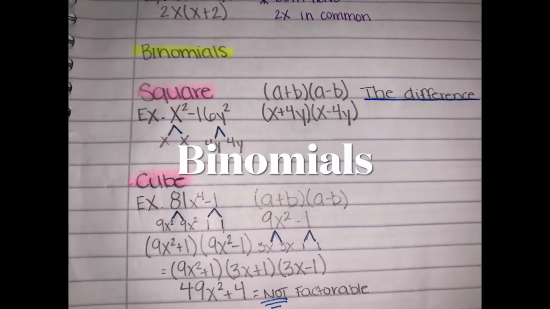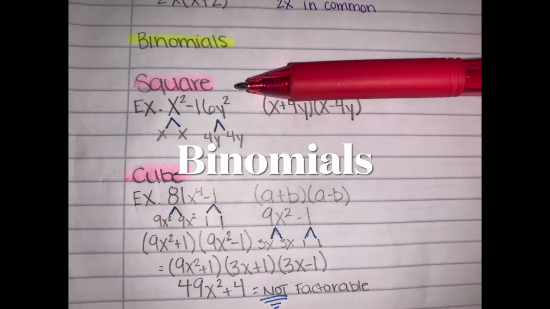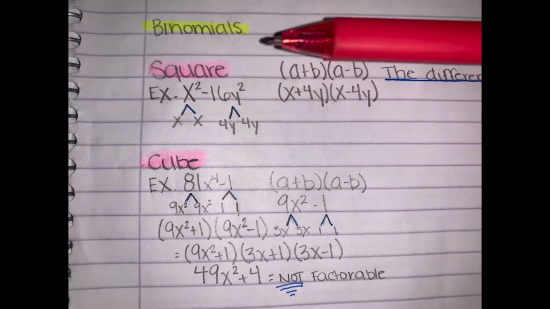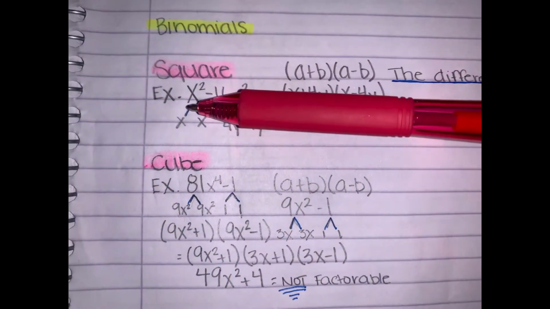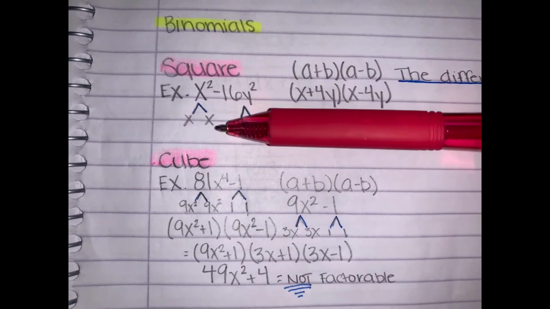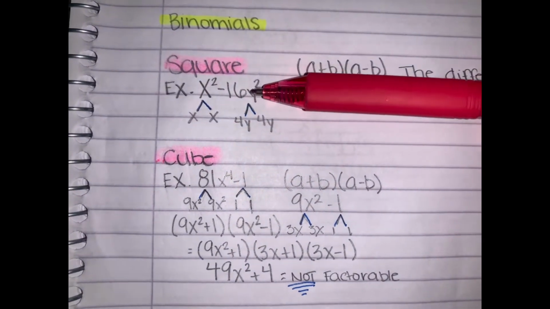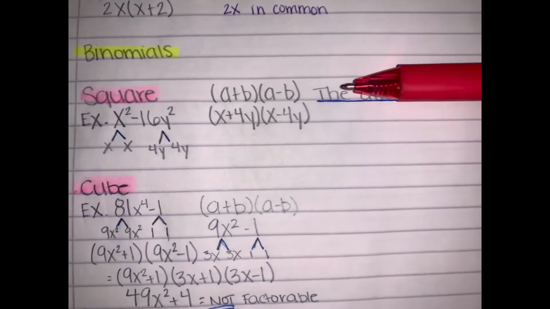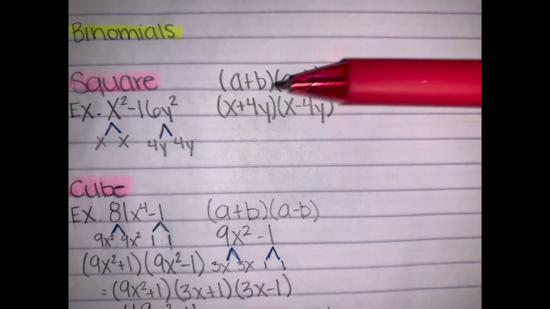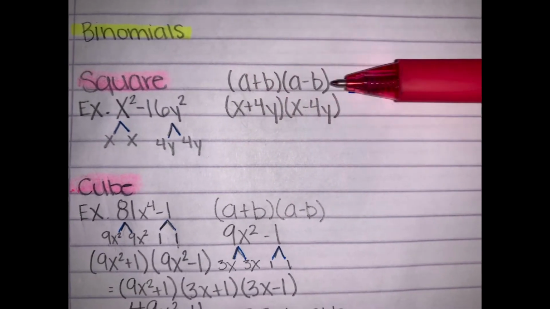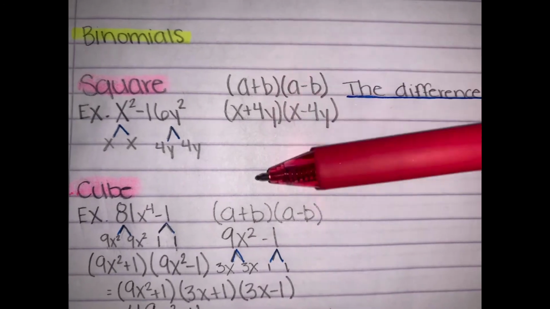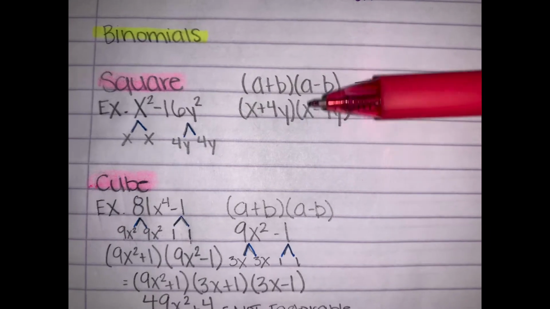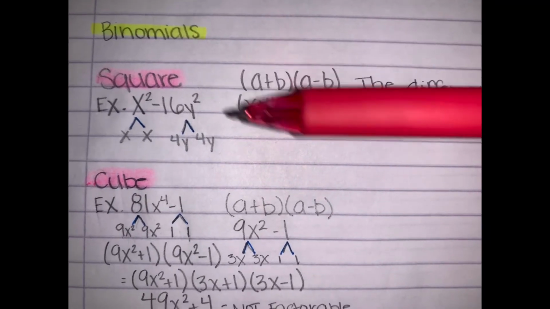For the next section, we have binomials, and for the first example is a square. So my example, I put x squared minus 16y squared. So x squared can break down into x and x, and then 16y squared can break down to 4y and 4y. And so over here, I have the formula, which is parentheses a plus b and then a minus b, which is finding the difference. And so what I pulled from that was x plus 4y parentheses x minus 4y for square.